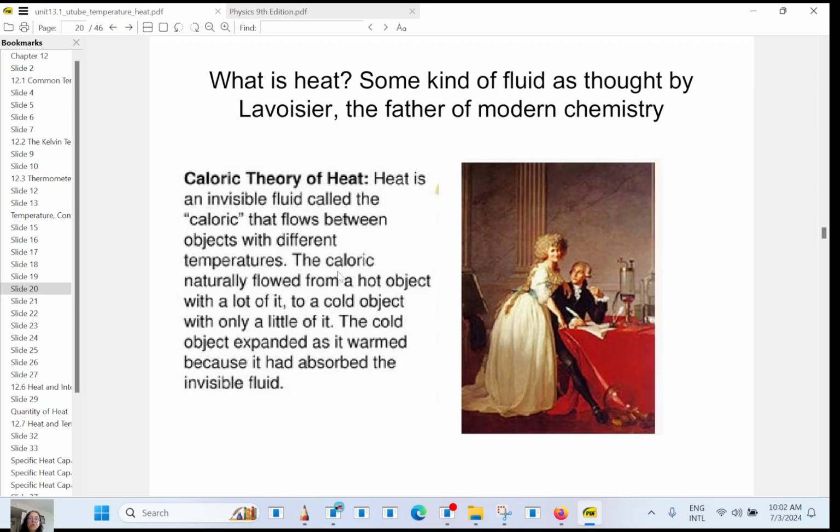Okay, so that was called the caloric theory, which is not the right idea, of course, but it's not far from the idea because obviously something is flowing from hot to cold, but it's not a fluid. Okay, we're gonna see it's energy flowing.